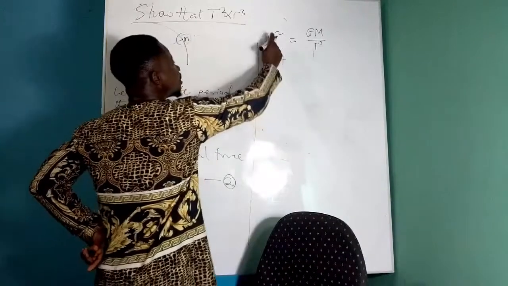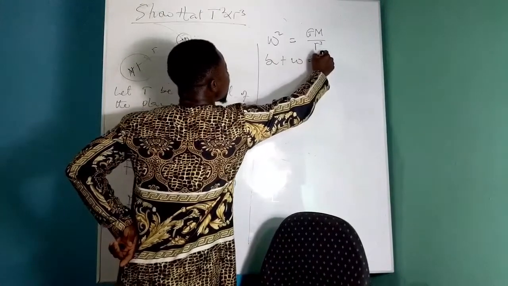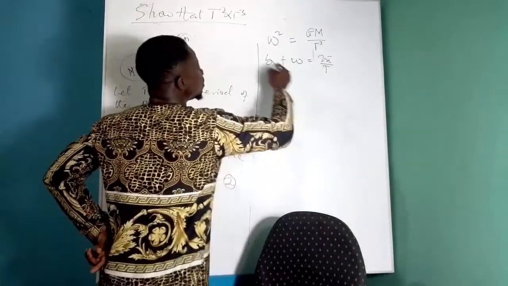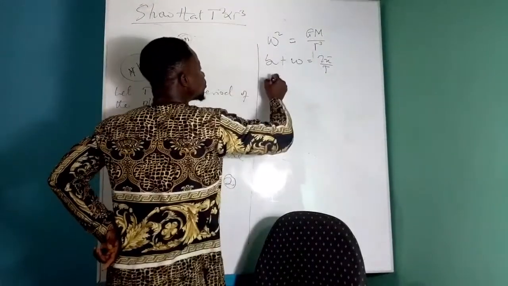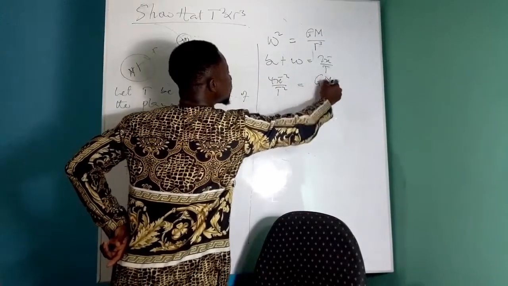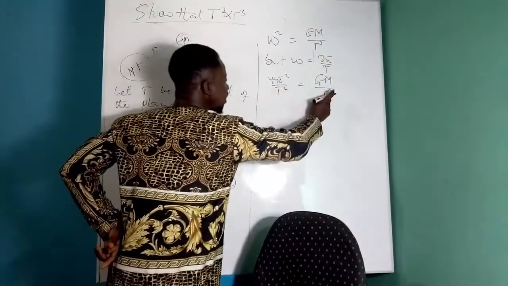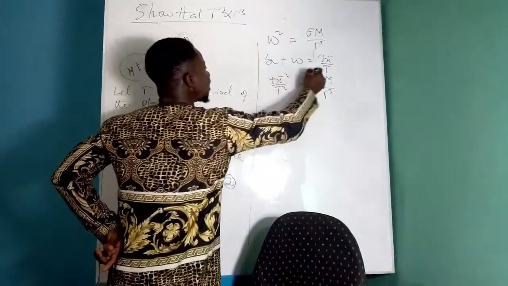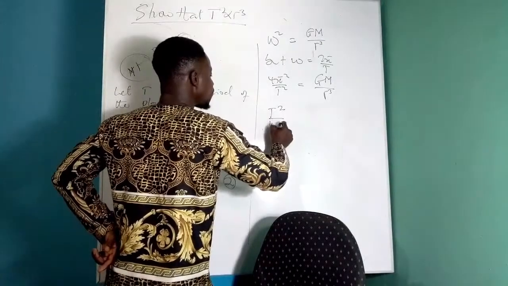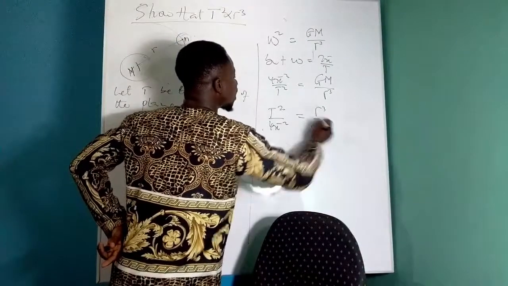But omega is angular velocity, and angular velocity is given by 2 pi over T. We saw this from circular motion. So when we put this here, that is going to give us 4 pi squared over T squared is equal to G capital M over r cubed. See that the T squared is coming and the r cubed is also coming. So t squared over 4 pi squared is equal to r cubed over G capital M.